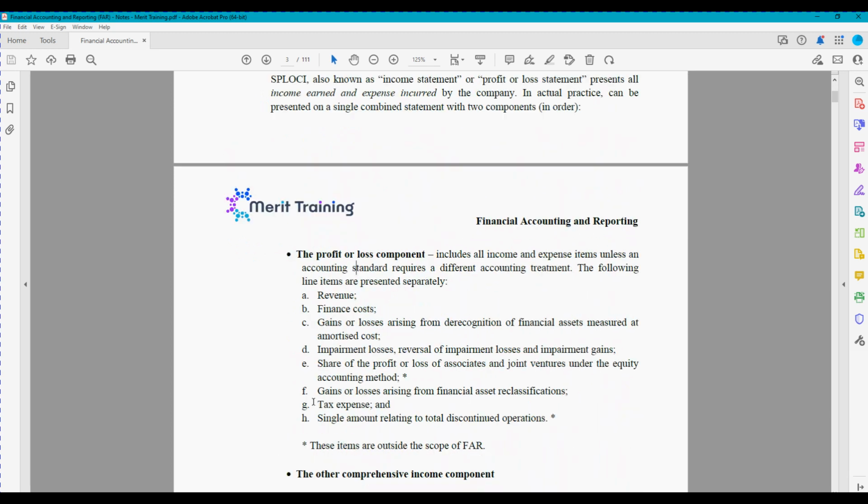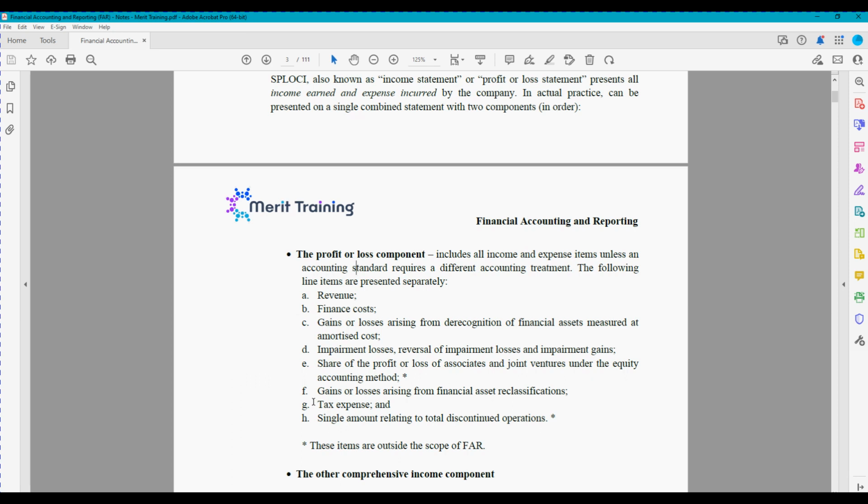So the profit and loss component is pretty self-explanatory. It's similar to what you'd see in a management P&L, but it's got very specific categories. So these are revenue, finance costs, gains or losses arising from derecognition of financial assets, impairment losses, share of the profit or loss of associates and joint ventures under the equity accounting method, gains or losses from financial asset reclassifications, tax expense, and single amount relating to discontinued operations. Noting that the last one is outside the scope of this module.